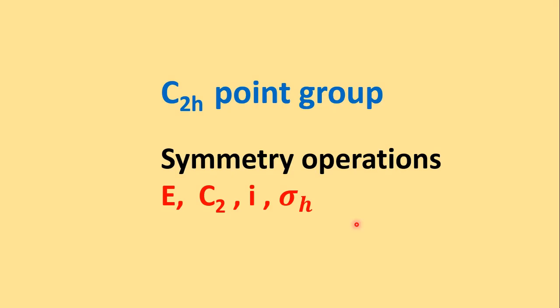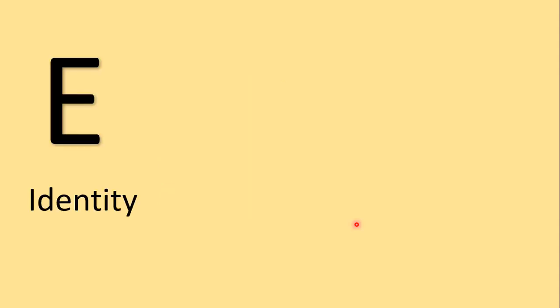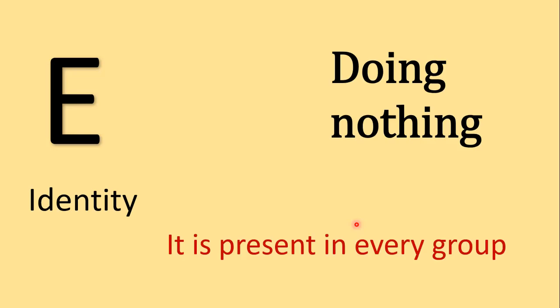Today we are going to discuss the C2h point group. The symmetry operations of the C2h point group are E, C2, i and sigma h. E is identity, which does nothing, and it is present in every point group.